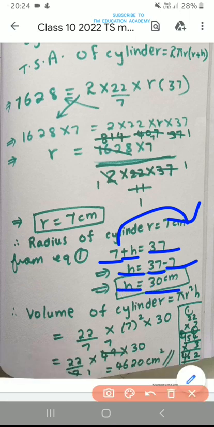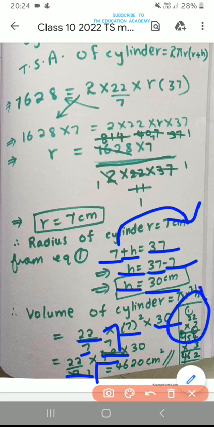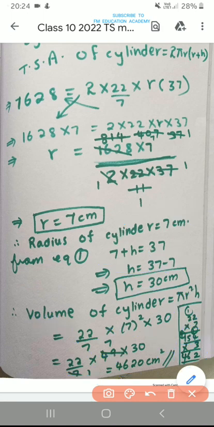So substitute here. Pi is 22 by 7, r is 7 whole square, into h is 30. 7 7s are 49. 7 1s are 7. 7 7s are 49. We know 22 into 7, if you multiply, you'll get 154. 154 into 3 again, if you multiply, you'll get 4620. And the unit of volume is centimeter cube. Here it should be centimeter cube. By mistake, I have written square, but volume is centimeter cube. Okay, so this was the practice paper questions.